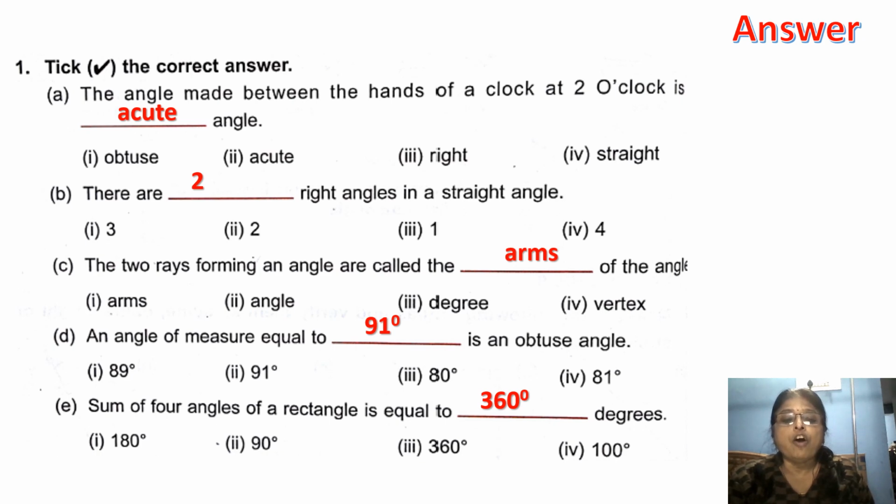The rays which form the angle are called the arms of the angle. An angle of measure dash is an obtuse angle. As you know, an obtuse angle is more than 90 degrees and less than 180 degrees. So here, more than 90 degrees is 91 degrees. So the correct answer is 91 degrees. Next, the sum of four angles of a rectangle. Each angle in the rectangle is 90 degrees and their sum is equal to 360 degrees. So here the final answer is 360 degrees.